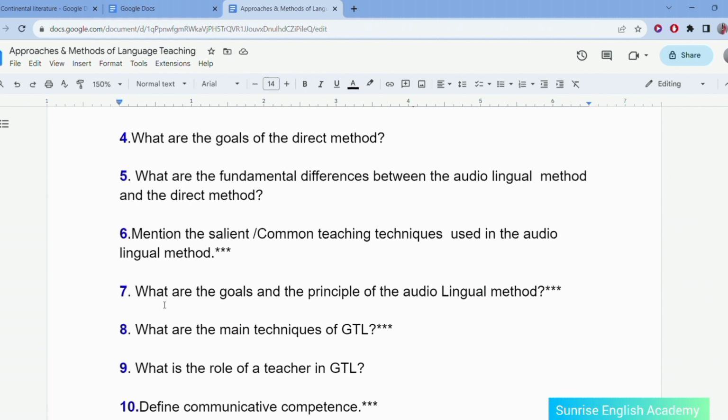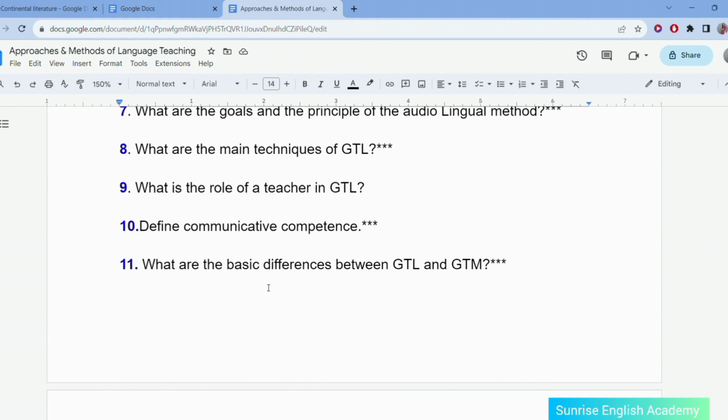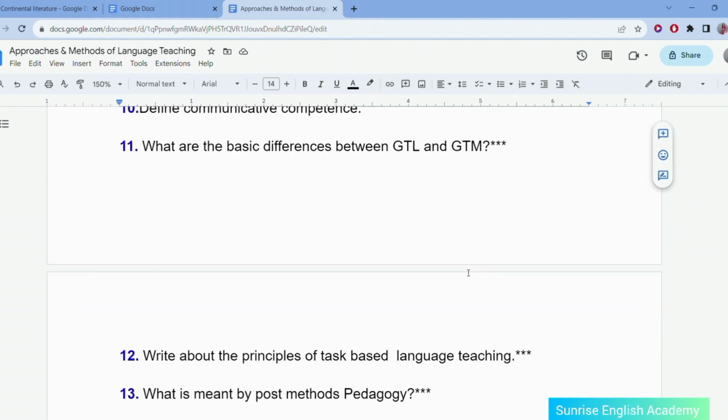7. What are the goals and the principles of the audiolingual method? 8. What are the main techniques of GTL? 9. What is the role of a teacher in GTL? 10. Define communicative competence. 11. What are the basic differences between GTL and GTM?